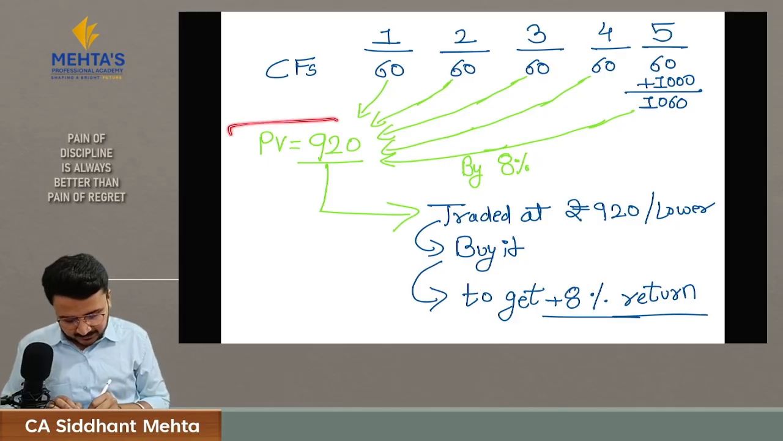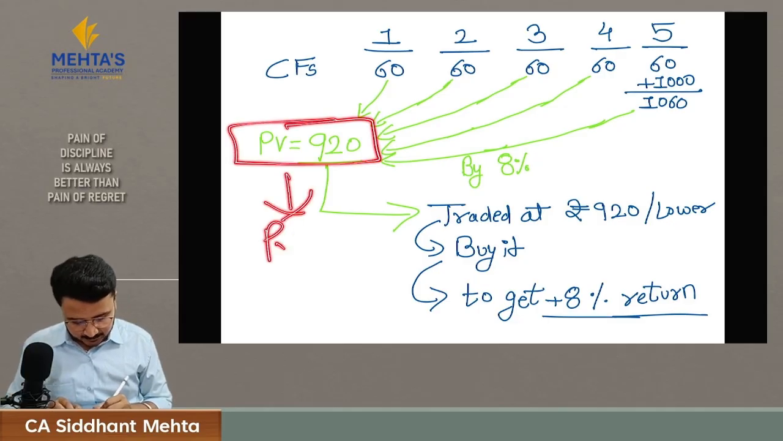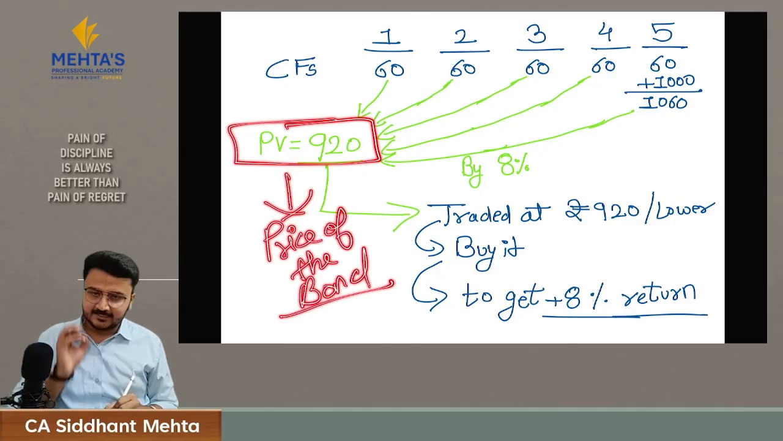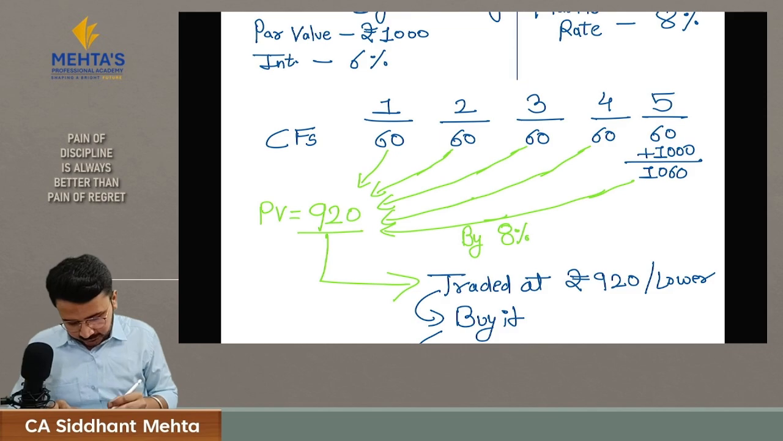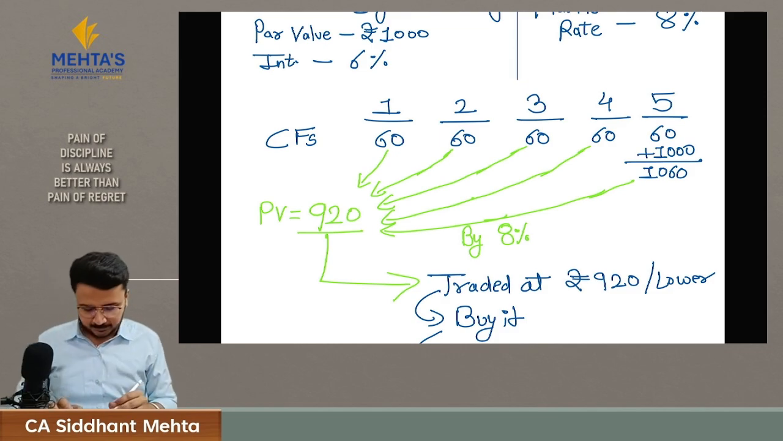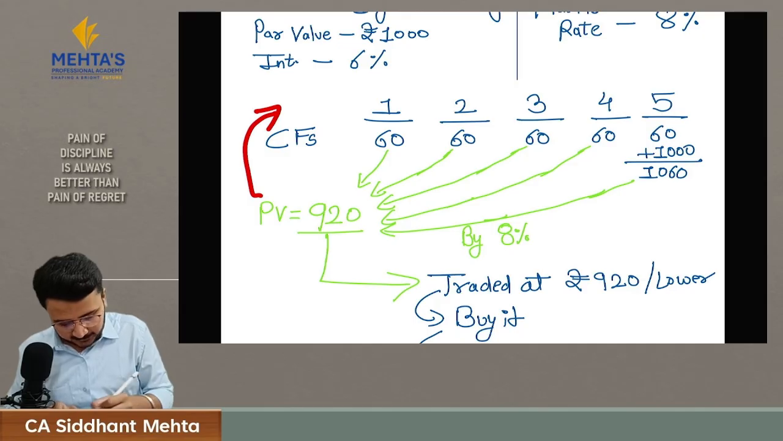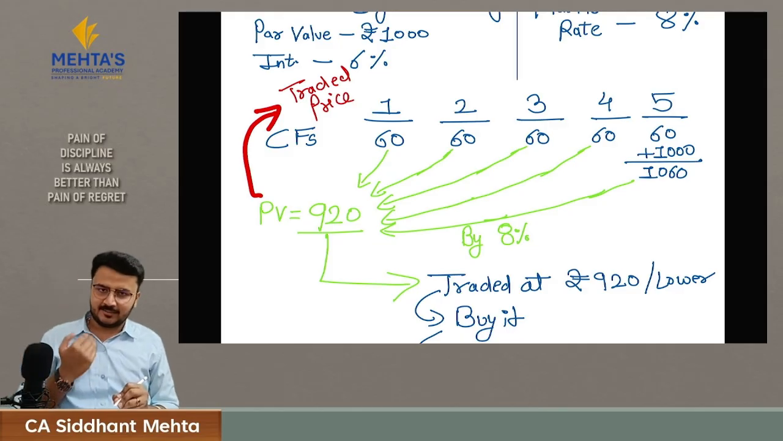So this present value, that is 920, is called the price of the bond, because at this price only will an investor be ready to buy this bond. And in textbooks and also for our exam purpose, this present value is called the traded price, because in textbooks it is assumed that this will be the price at which the bond will be traded in the active market, because all the demand from investors will be at this price only. So this will be the traded price of the bond in the market.